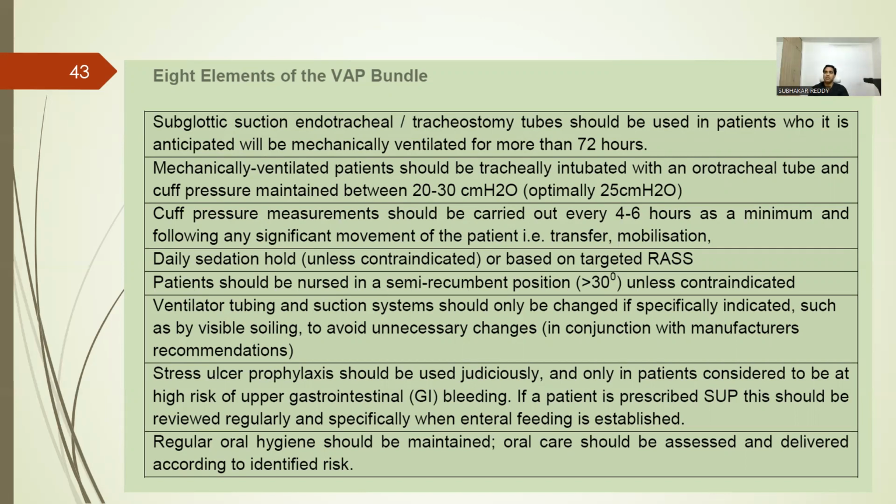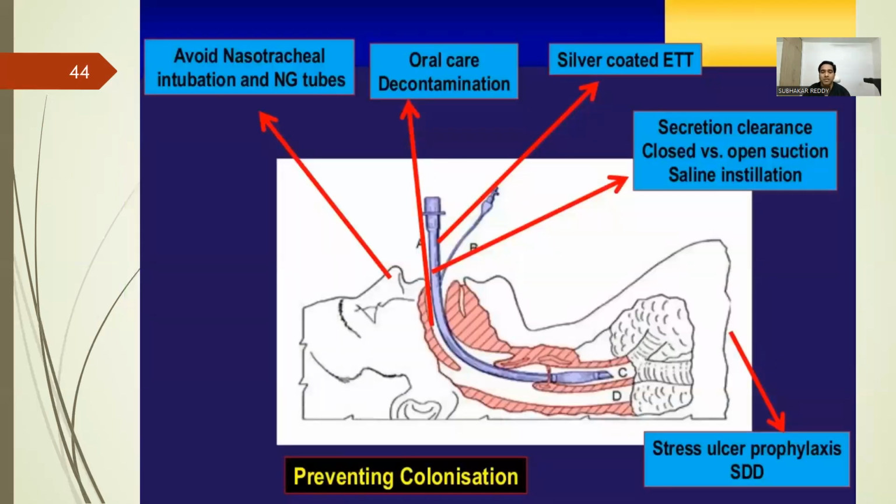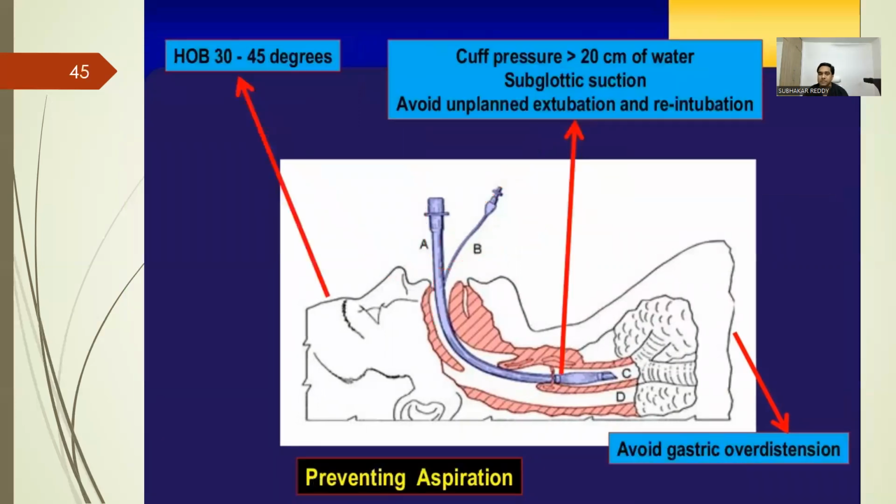So if a patient is on enteral feeds and there are no risk factors for GI bleed, it is not recommended for the patient to be on stress ulcer prophylaxis. Regular oral hygiene should be given. Prevent colonization by avoiding nasotracheal intubation or nasogastric tubes, oral care decontamination, secretion clearance, and stress ulcer prophylaxis. Prevent aspiration by head up position, adequate cuff pressure, subglottic suction, avoiding unplanned extubation and reintubation, and avoiding gastric overdistension.